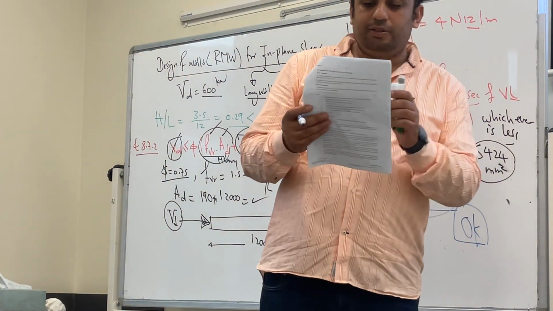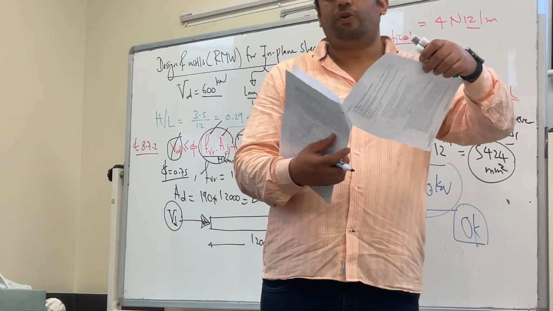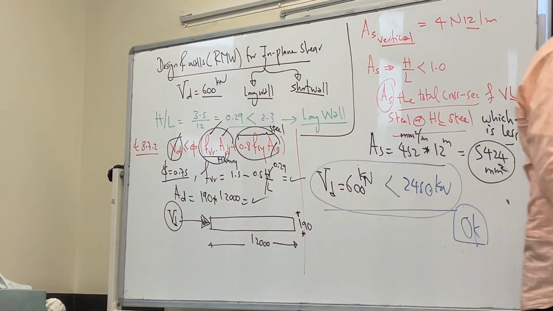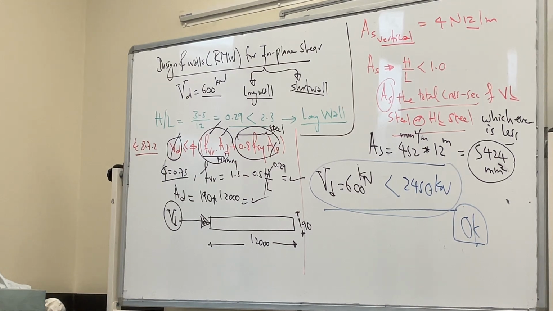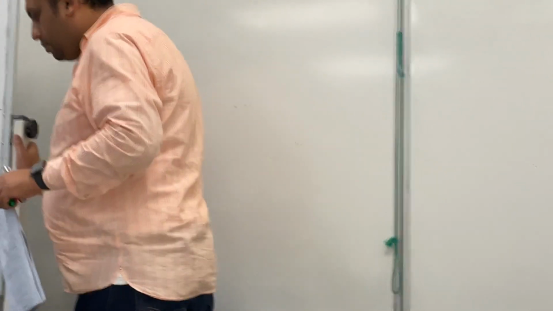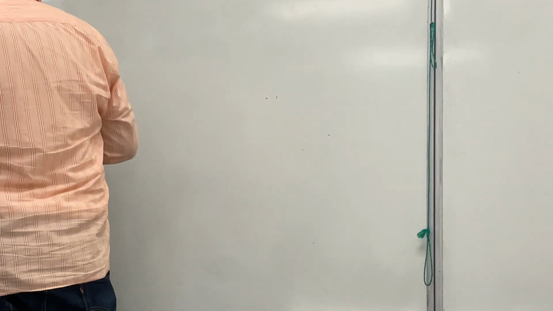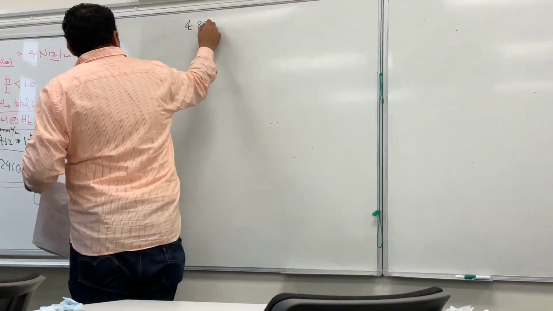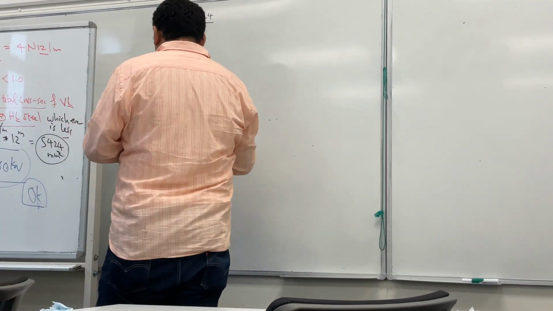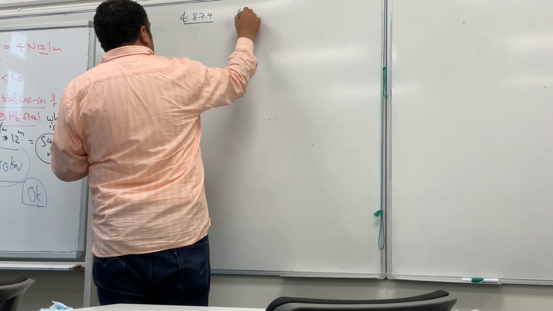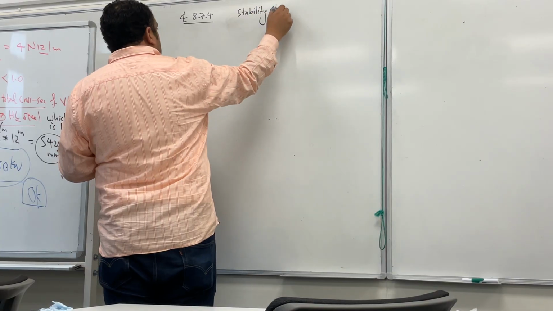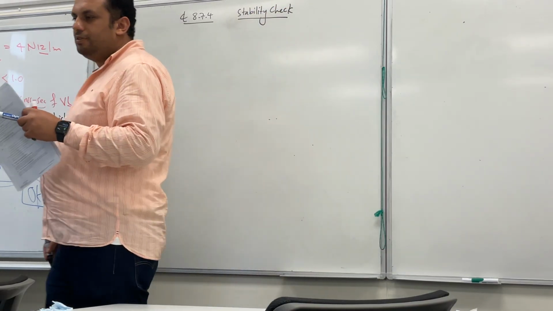So our last check is what? 874, but sorry, there is one more to do. What is 874, guys? Service stability. Stability check. So for clause 8.74, the stability check, we have to check that.